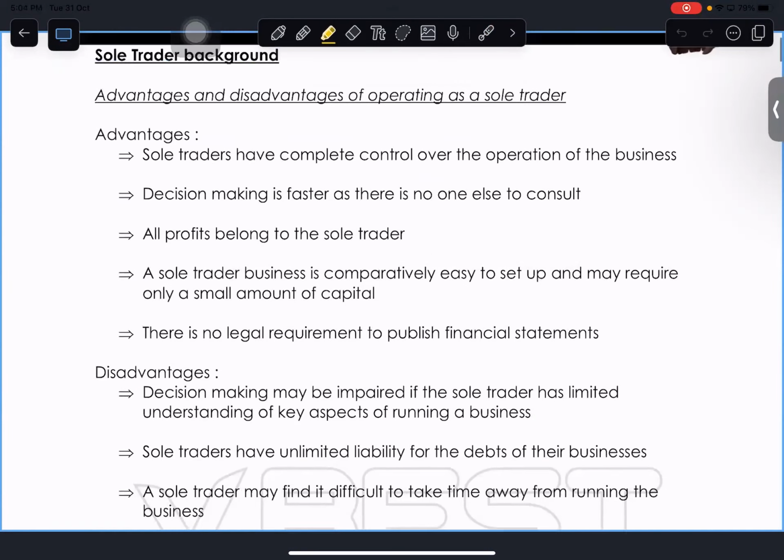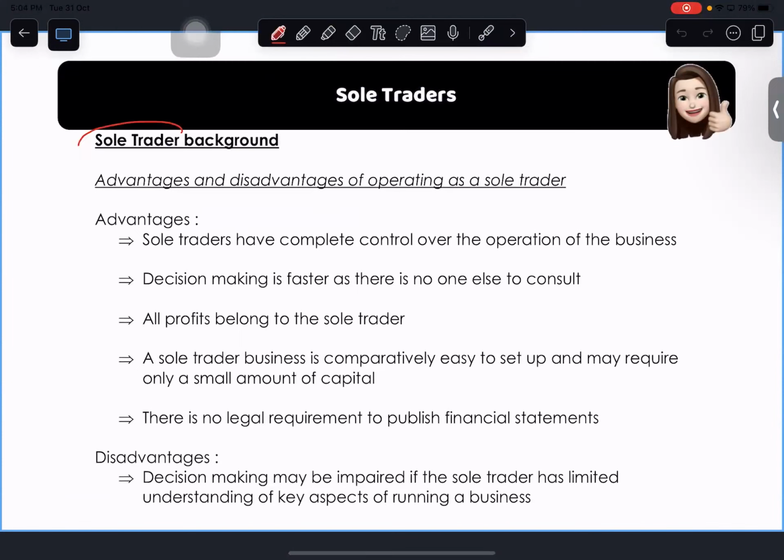Okay, so for here, you need to know is sole trader business, right? They are just one owner and they have a lot of or few employees. Okay, but owner, boss only have one. That's the thing you need to know. This is called sole trader. Then advantage and disadvantage of forming or operating as a sole trader, right?